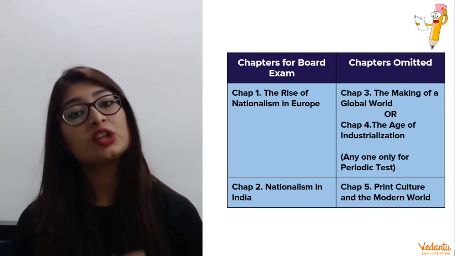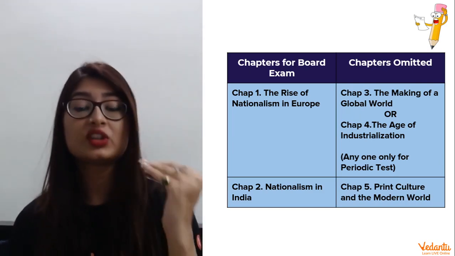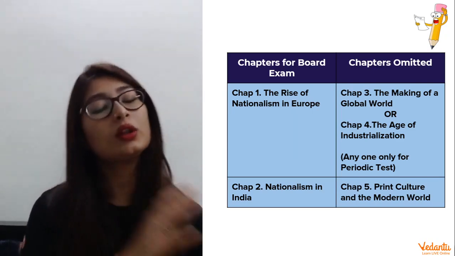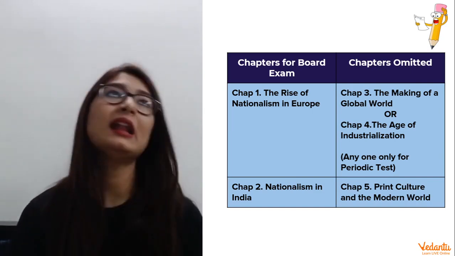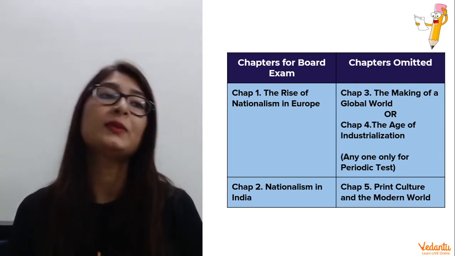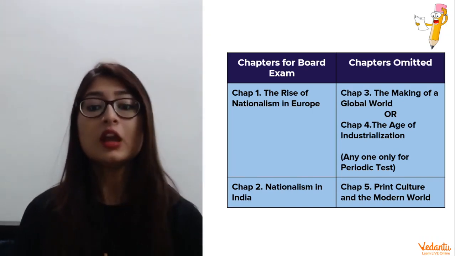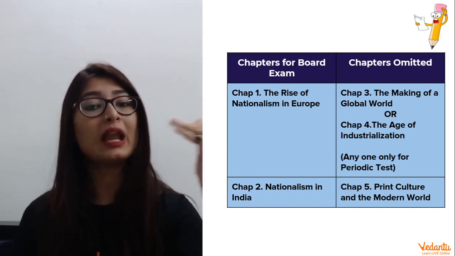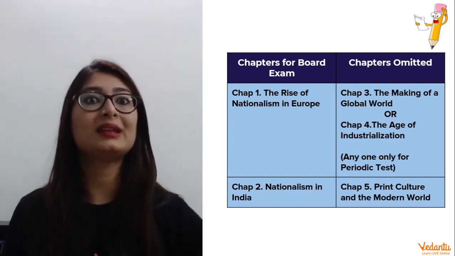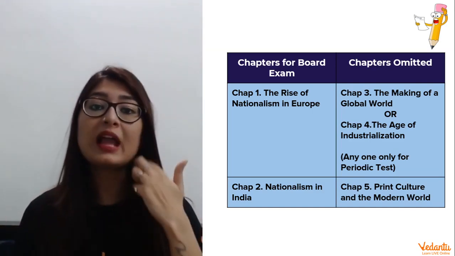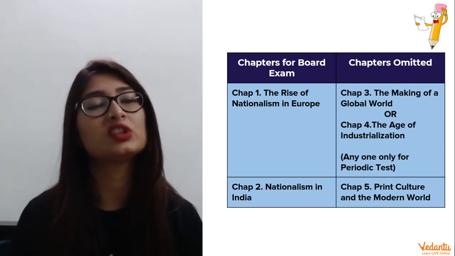However, there's an optional chapter which will only come for our periodic test, which has to be one of these. Although we'll be preparing for all of this, you will have the option to make the choice, and I'll tell you how the question will look in your exam. Let's say it's a 3-mark question, you'll have 2 options from both chapters in the same question number. For example, question number 10 is from these 2 chapters. You'll have an option with an 'or', where you can choose depending upon whichever chapter you have prepared.